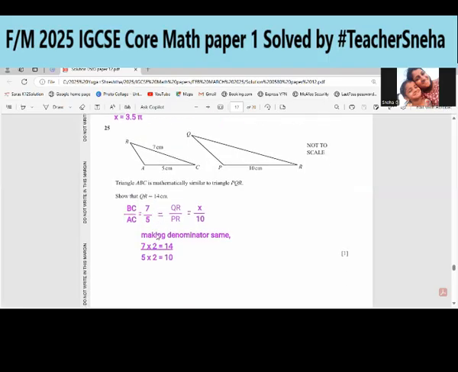Scrolling down to question number 25. BAC is a triangle which is mathematically similar to triangle PQR. On writing the equation for similarity, we get side BC upon the other side AC is 7 upon 5. And on the other side, side QR corresponds to side PR. On substituting the values, 7 upon 5 is the same as x upon 10.